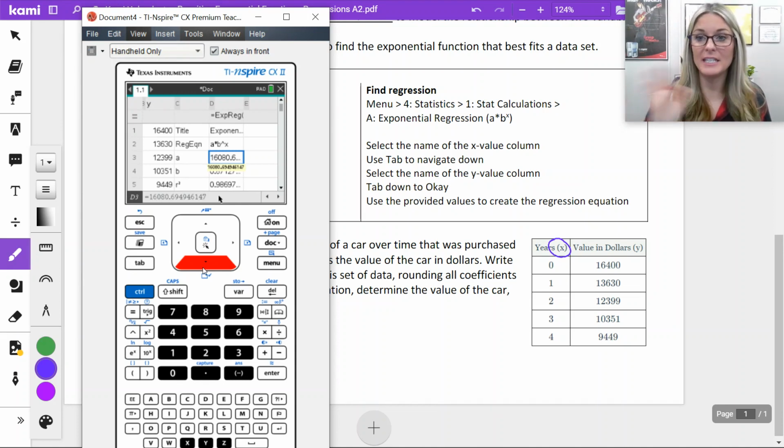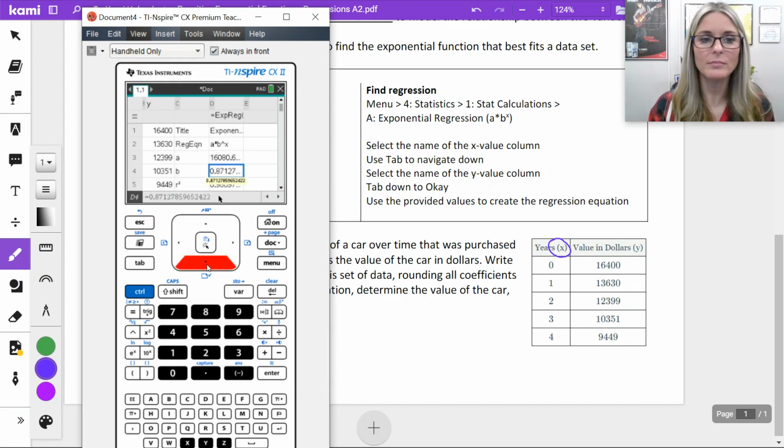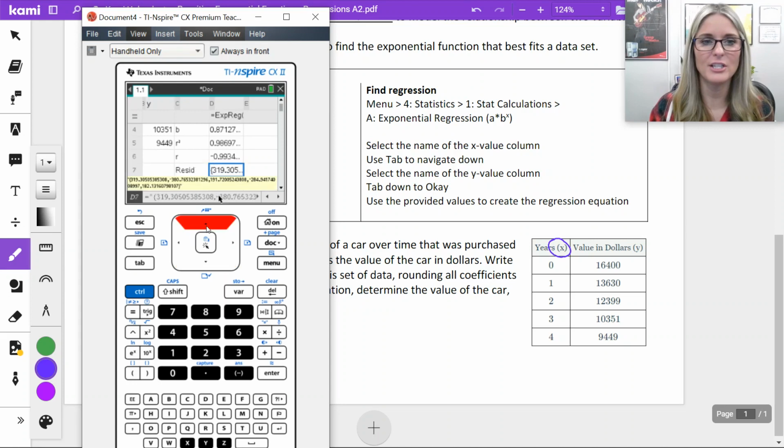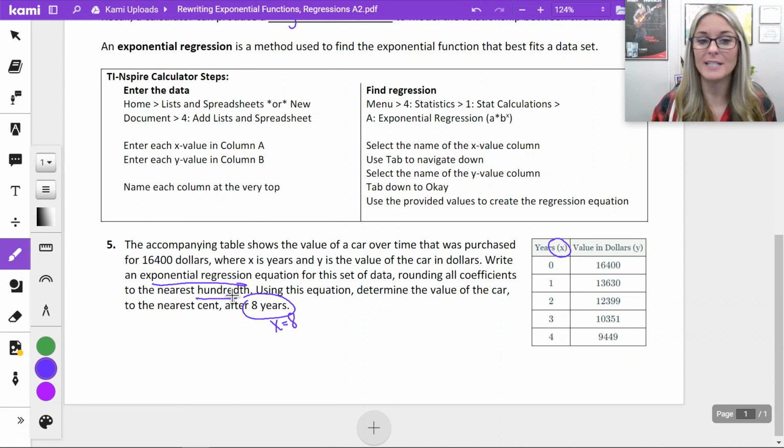If your calculator is not showing you all the decimal places, I'll show you that in a minute. I'll show you where you can change your settings, okay? Our B is going to be 0.87127, and it's got our R and some other values here, but we just need the A and the B.